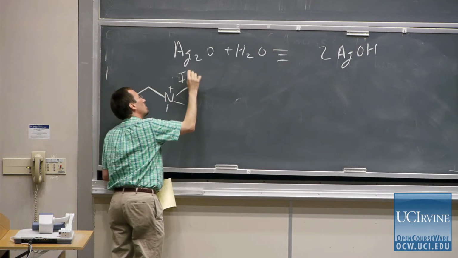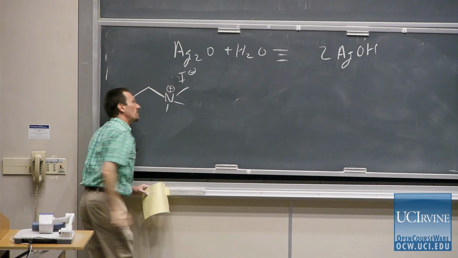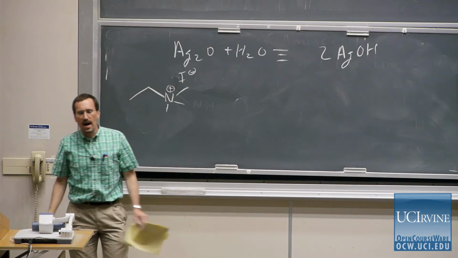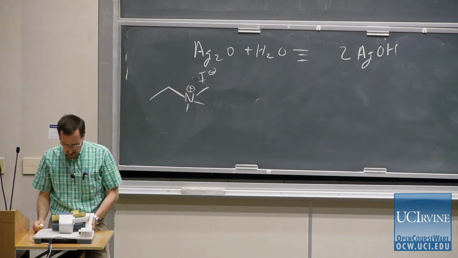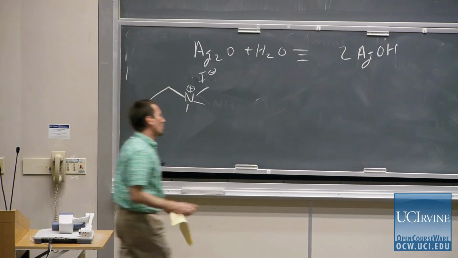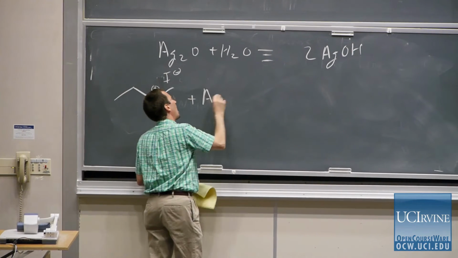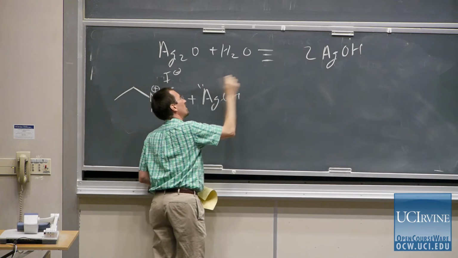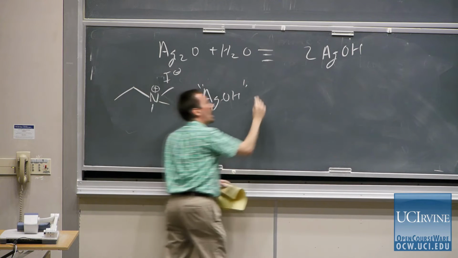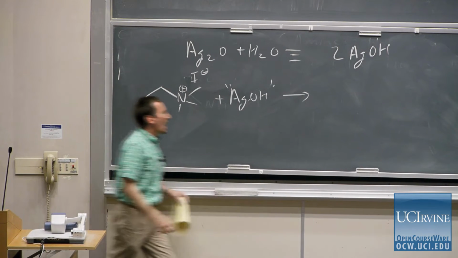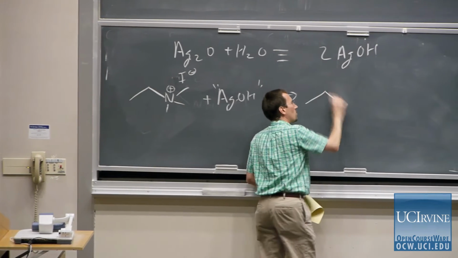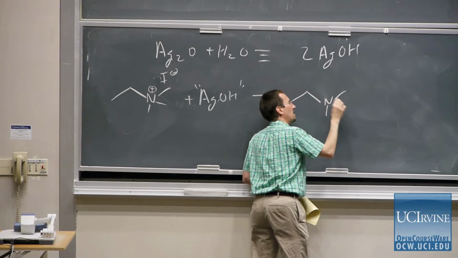But the real gist of this is when we treat our alkyl ammonium iodide, our ethyl trimethyl ammonium iodide, with silver oxide and water, I'll write it as silver hydroxide. So I'll write this sort of in quotes as silver hydroxide. You end up precipitating out silver iodide and getting the trimethyl ammonium hydroxide salt.